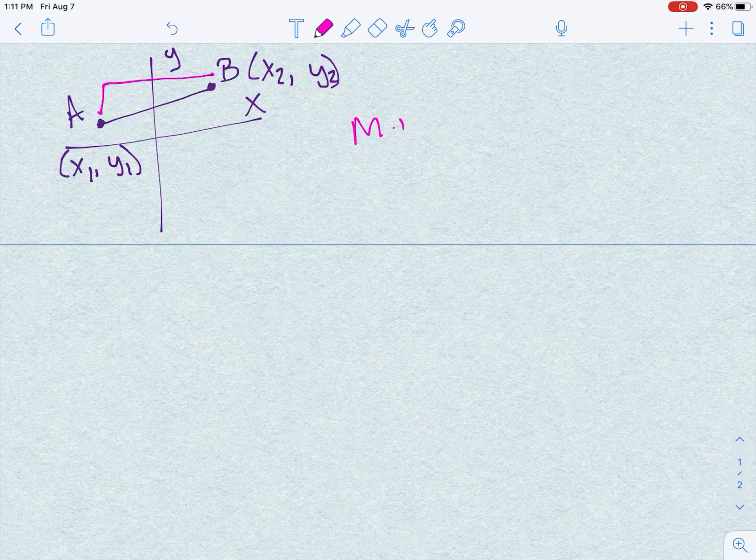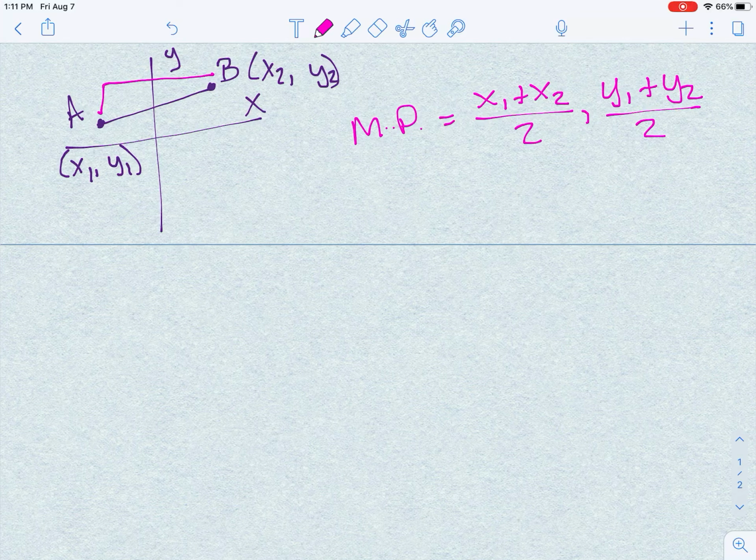So to find the midpoint of a segment, you're going to add your x's together, so x1 plus x2, and divide by 2. It's kind of like averaging them. And then we're going to do the same with our y's. We have y1 plus y2, and then divide by 2. And when you simplify that, you're going to end up with an xy point for the midpoint. So let's practice some and see what happens.